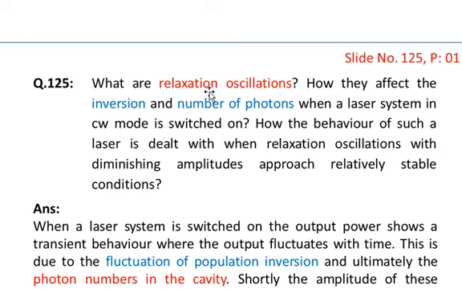Question is, what are relaxation oscillations? How do they affect the inversion and number of photons when a laser system in continuous mode is switched on? How is the behavior of such a laser dealt with when relaxation oscillations with diminishing amplitudes approach relatively stable conditions?